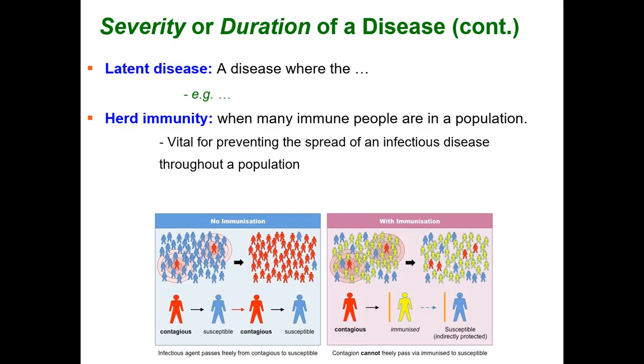Any questions about herd immunity, where many of the people in the population are immune so the disease does not spread?